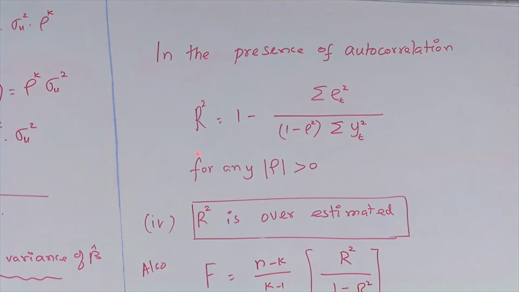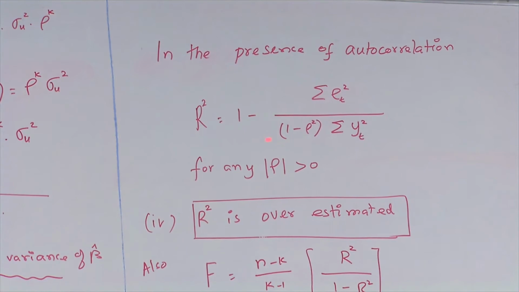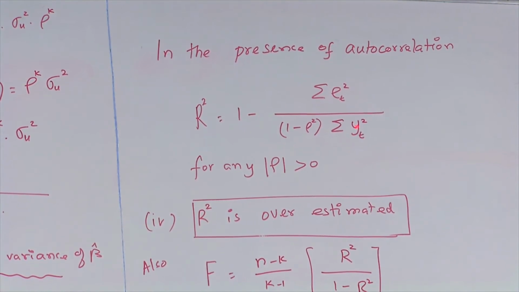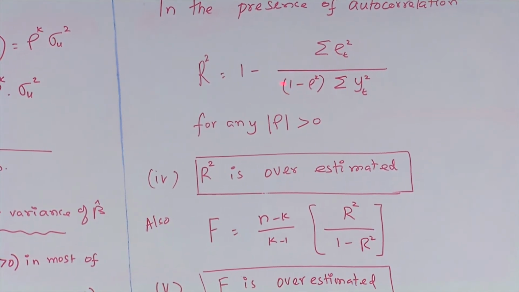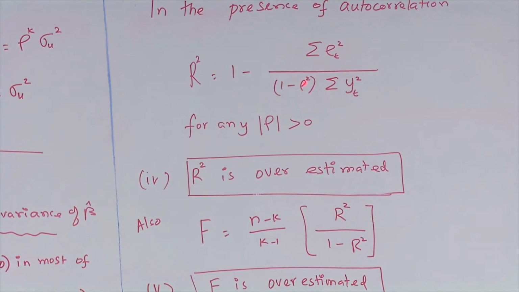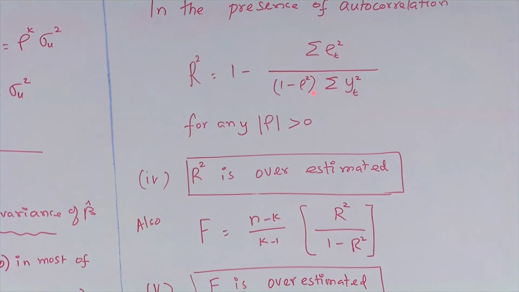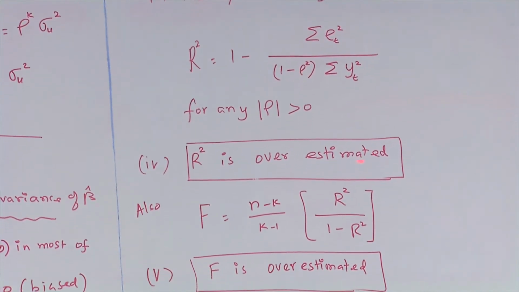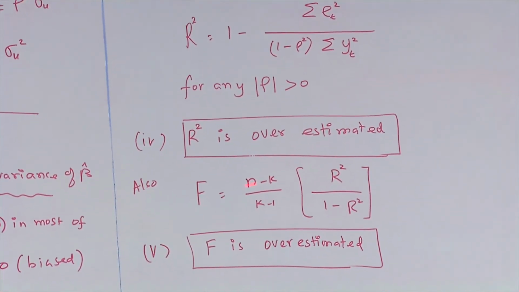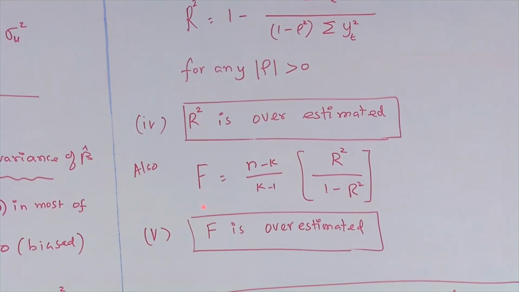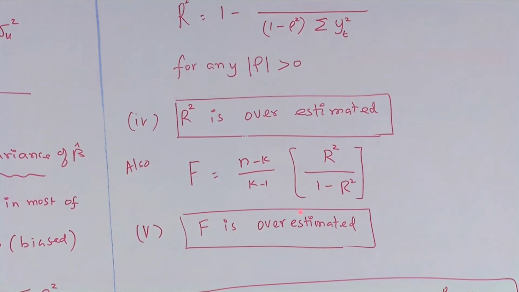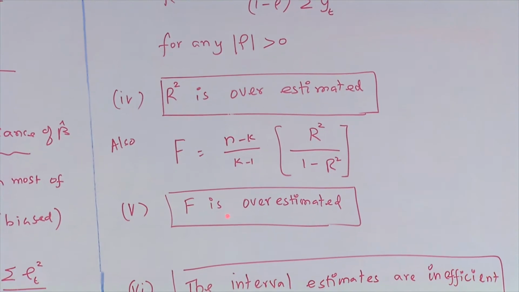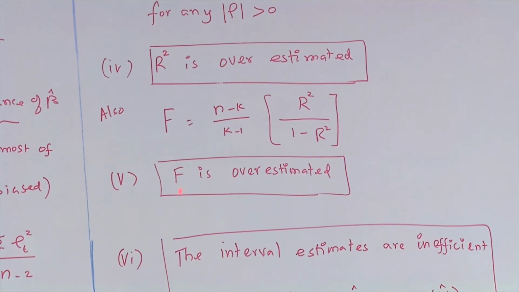In the presence of autocorrelation, R square is equal to 1 minus sigma Et square divided by (1 minus rho square) sigma Yt square. For any rho greater than 0, we can very easily conclude that this term is overestimated when the absolute value of rho is greater than 0, that is, when there is the presence of autocorrelation. So R square is overestimated because of the presence of autocorrelation problem. And similarly, we may define F in terms of R square, that is, (n minus k) divided by (k minus 1) times R squared divided by 1 minus R squared will give you the F ratio. This F is also overestimated if R square is overestimated.